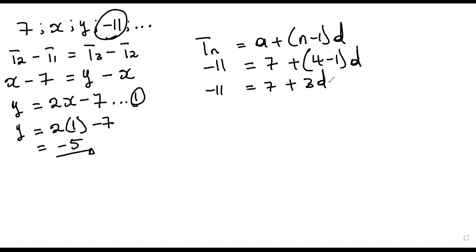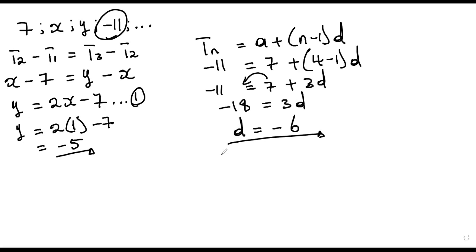3d, like that. So taking this 7 to the left, it becomes negative. So negative 11 minus 7 is a negative 18. So this means the constant difference will just be negative 6, like that. 6, 12, 18, yes. So now that we have the value of the constant difference, what are we going to say? Then we come back and say, let's find the value of x literally.